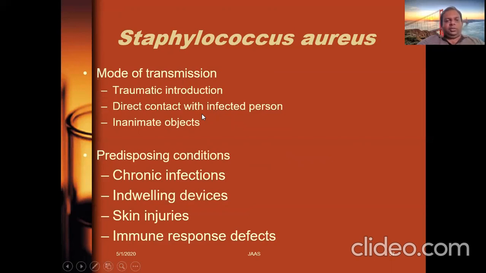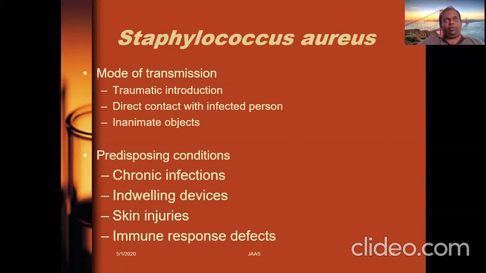Mode of transmission, I said earlier, may be endogenous in origin, because the patient may possess them in the anterior nares, so the patient himself acquires the condition. Or it is by direct contact with an infected patient, or traumatic introduction during surgery or trauma like a road traffic accident. There are high possibilities there. And with surgical instruments, likewise, even the apron tie, if the organism is there, it could be the primary mode of transmission.